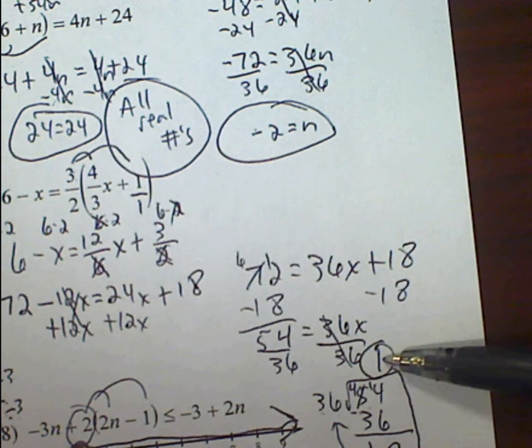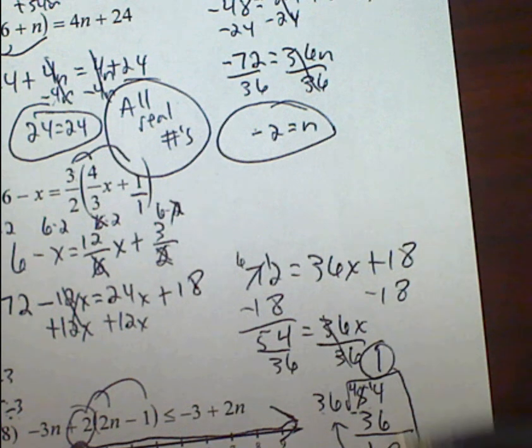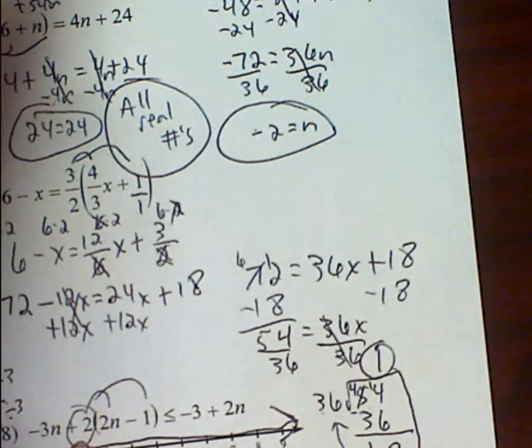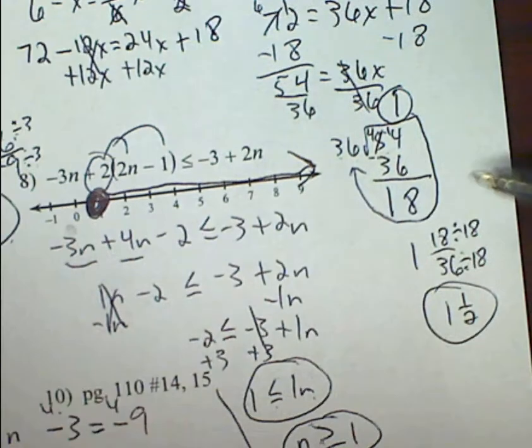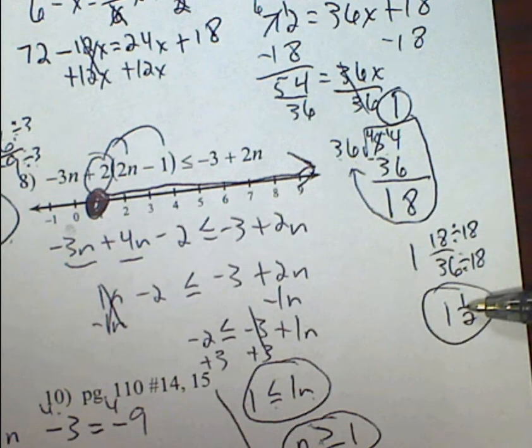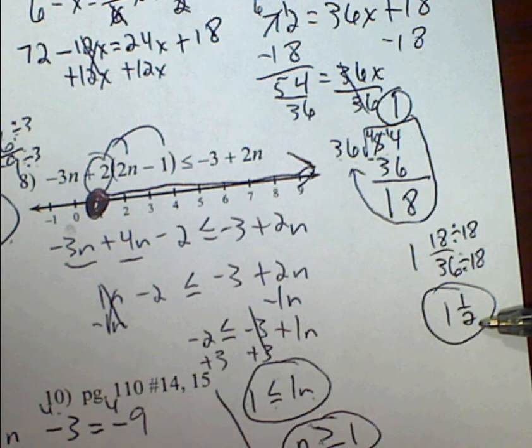36 goes into 54 once. That gives me 18 left over. 1 and 18 over 36. 18 divided by 18 is 1. 36 divided by 18 is 2, so I reduced my fraction.